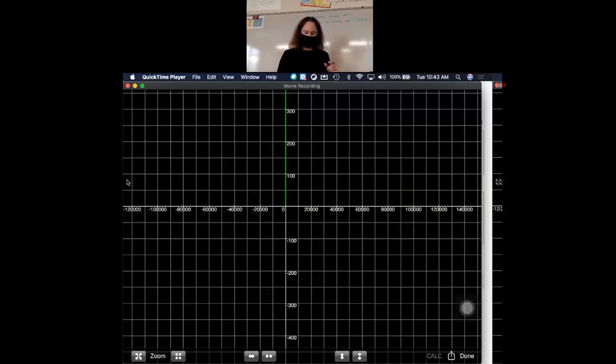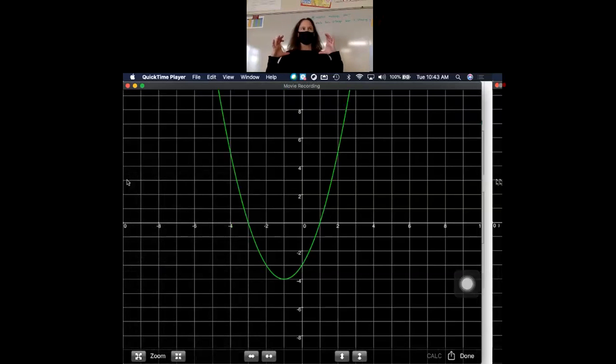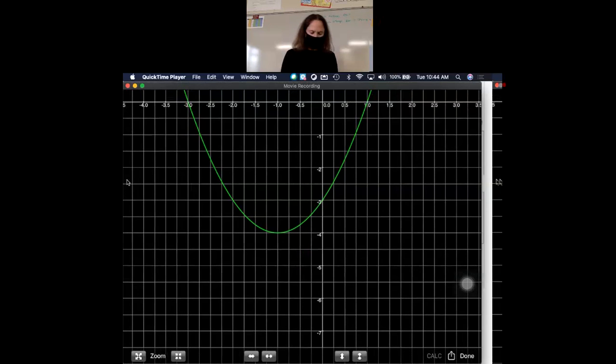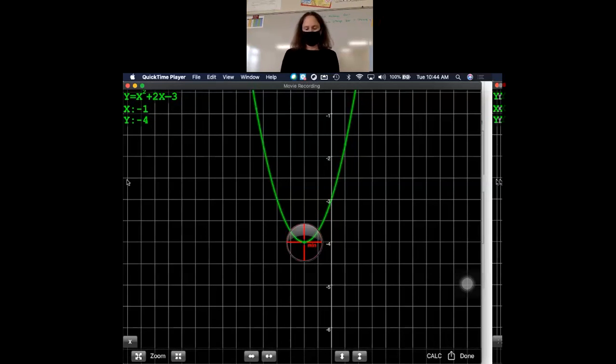Now, if you ever go into your graphing calculator and you get something like this, where you only see a green line, reset your zoom, your window. How you do that is in the bottom left-hand corner, you click zoom, and it's zoom standard. That goes back by the origin so that you see the full shape, and then you can even zoom in farther and whatnot.